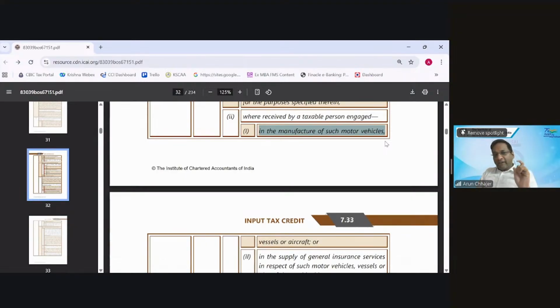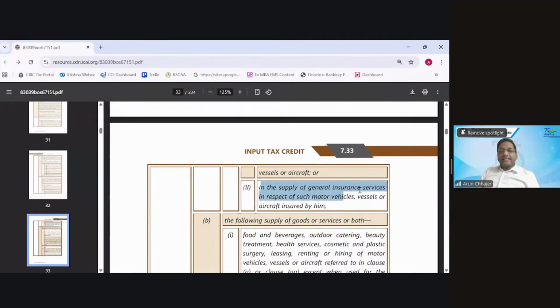If I am manufacturing a motor vehicle, then obviously it is for sale only, right? It is for sale. And second, in the supply of insurance. So if I'm a general insurance company, then I'm doing the insurance of the stock.